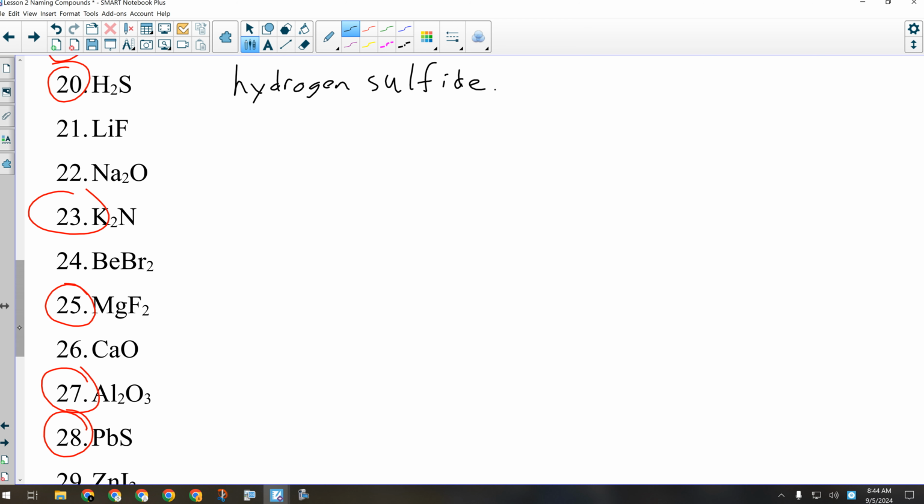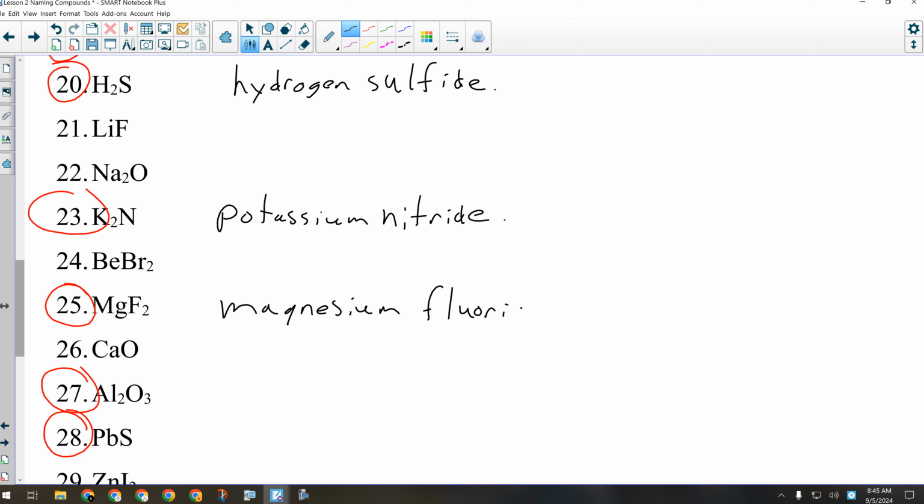Number 23. What are we looking at there? Ionic. It's ionic. Okay. And what's K stand for? Potassium. And nitride. Right. Do I need any Roman numerals in that one? No. Potassium only has one possible charge. Okay. Number 25. Magnesium fluoride, right, it's ionic. Okay. You guys weren't sure whether I wanted the name or whether I wanted ionic or molecular. That's all right. You were right on both. Okay. I think that was the last one I had on the board, right? Yeah.